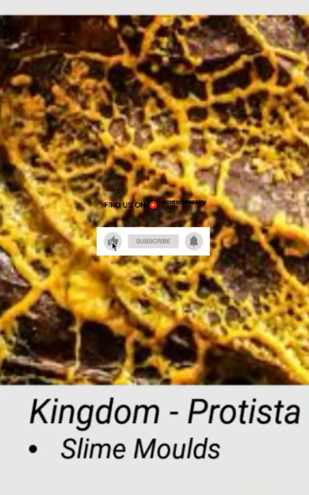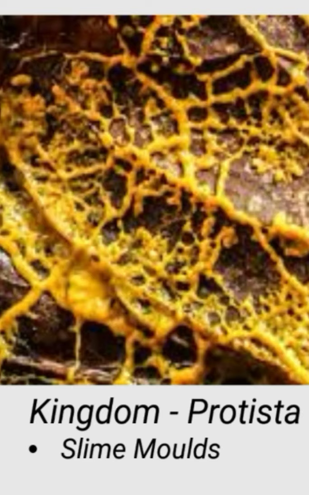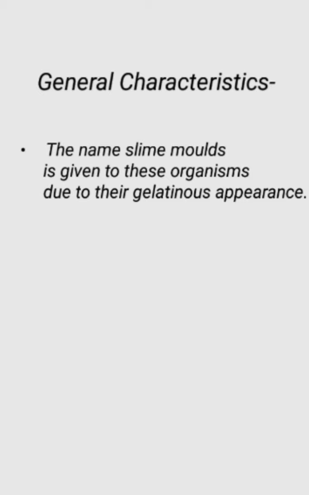Slime molds were earlier classified as fungi, but now they are no longer considered part of that kingdom. They are now placed in kingdom Protista, and more than 900 species of slime molds have been known. So let's study their general characteristics.